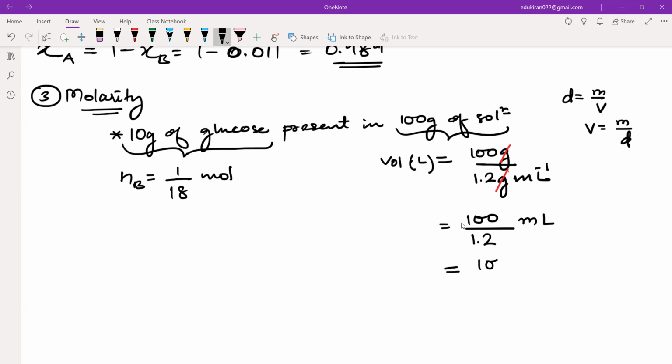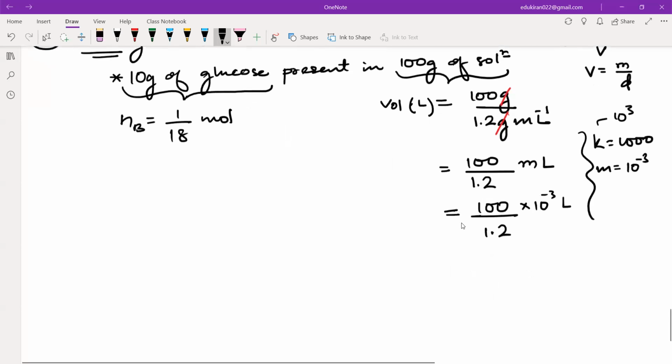Now you can expand this as 100 upon 1.2. Milli is what? As we have kg, so in kg, what does k mean? Kilo. Kilo means 1000. Similarly, this m, that is milli, is used as 10 to the power minus 3. k is 10 to the power plus 3. Similarly, milli is 10 to the power minus 3. So we will replace this m and write into 10 to the power minus 3 liters. Now, 100 upon 1.2 into 10 to the power minus 3. It will come down and become positive 10 to the power plus 3.